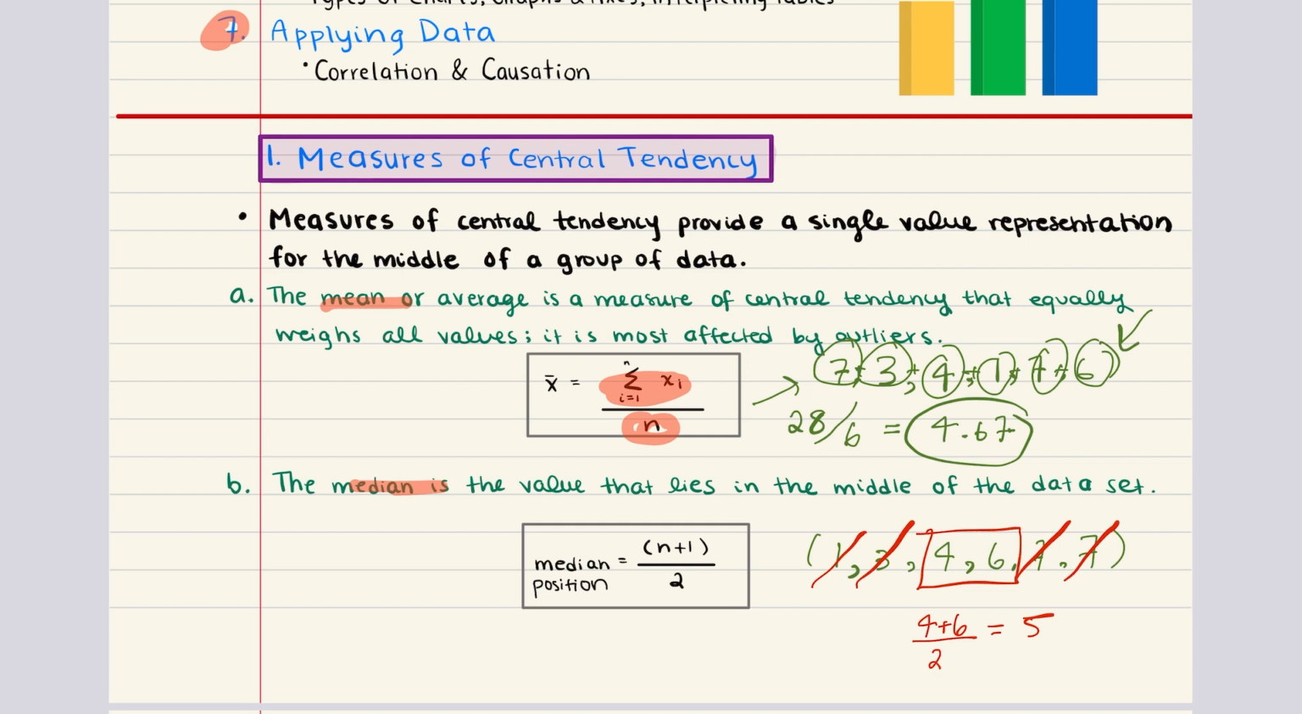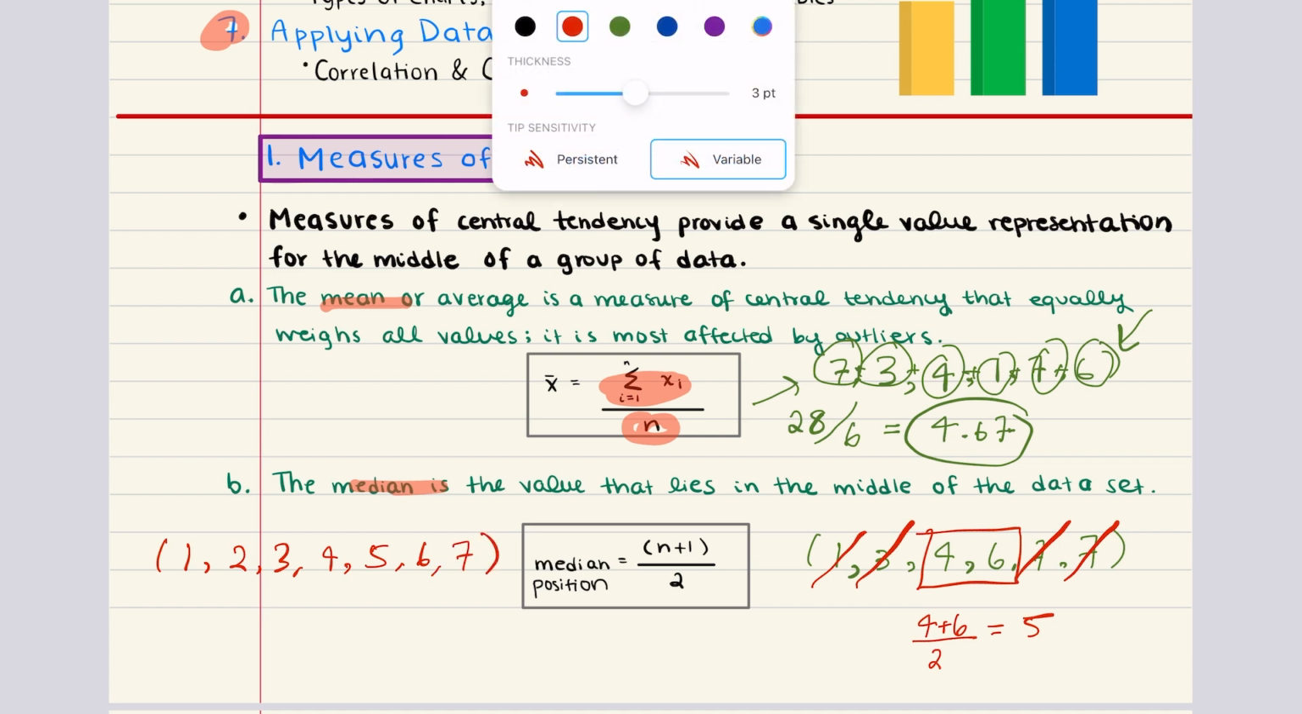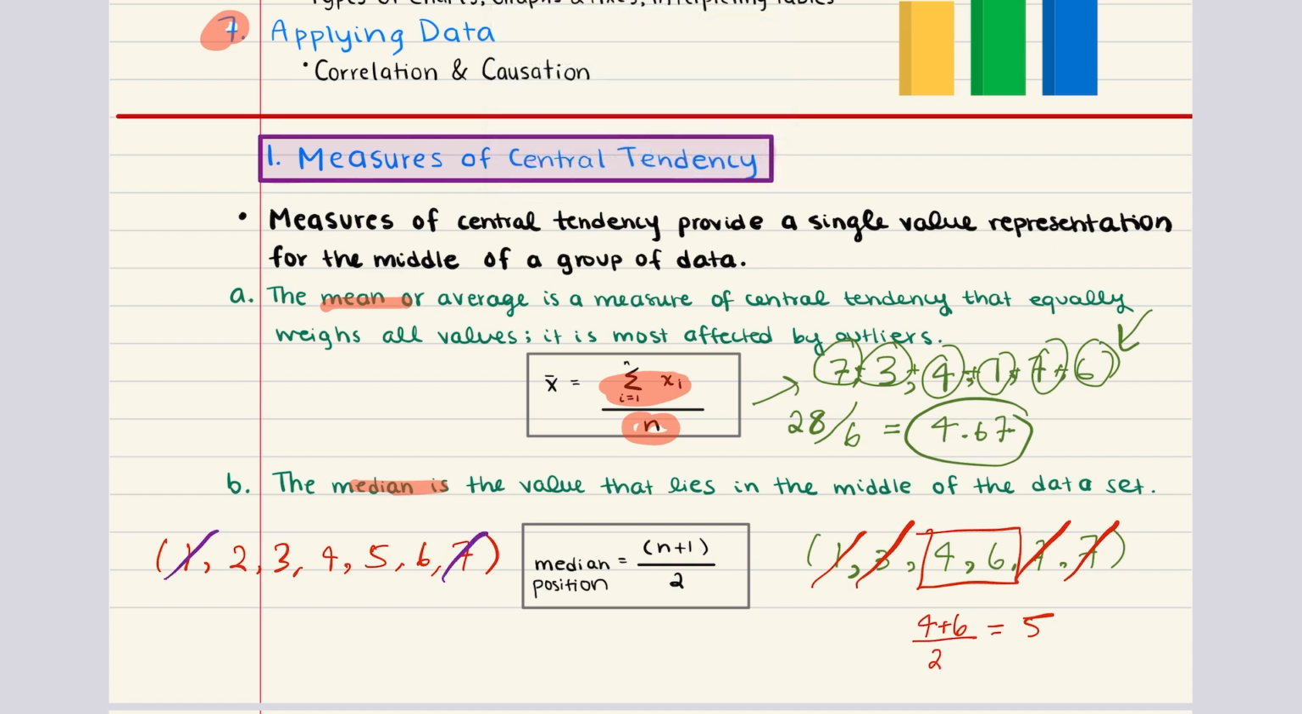What about a data set that has an odd number of values? Let's consider the following data set: 1, 2, 3, 4, 5, 6, 7. Let's find the median for this data set. To do that, we're going to eliminate the same number of values on both sides until we get to the middle, and we figure out that our median is 4.